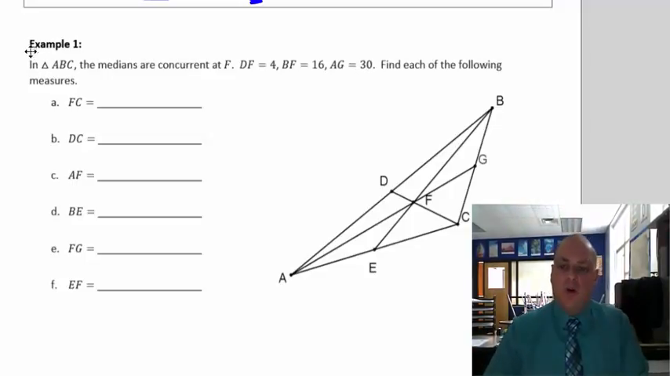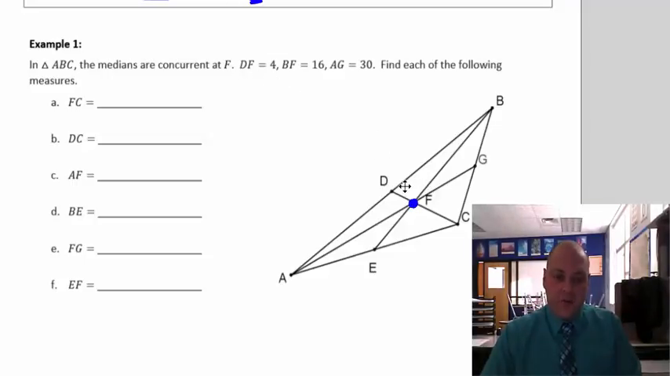All right. So in triangle ABC, the medians are concurrent at F. So that means that this is the centroid right there, the center of gravity. DF is 4, so we're going to label that as 4. BF is 16. And AG is 30. AG is tough to label, so I'm just going to go like this.